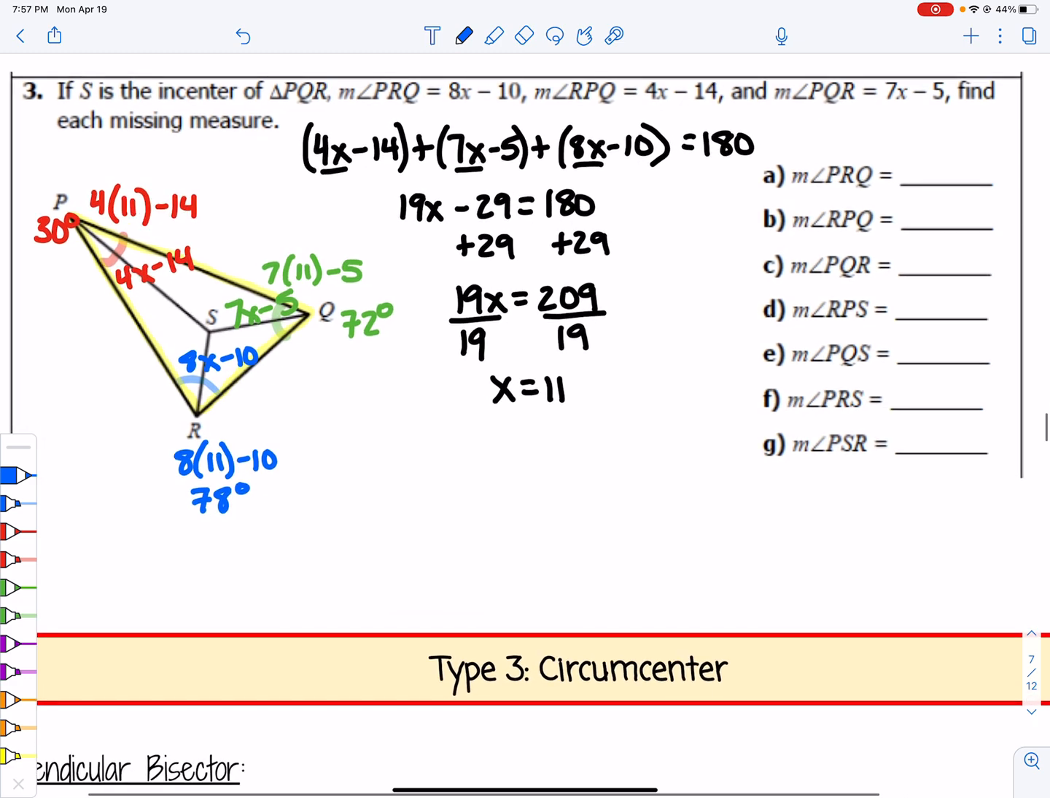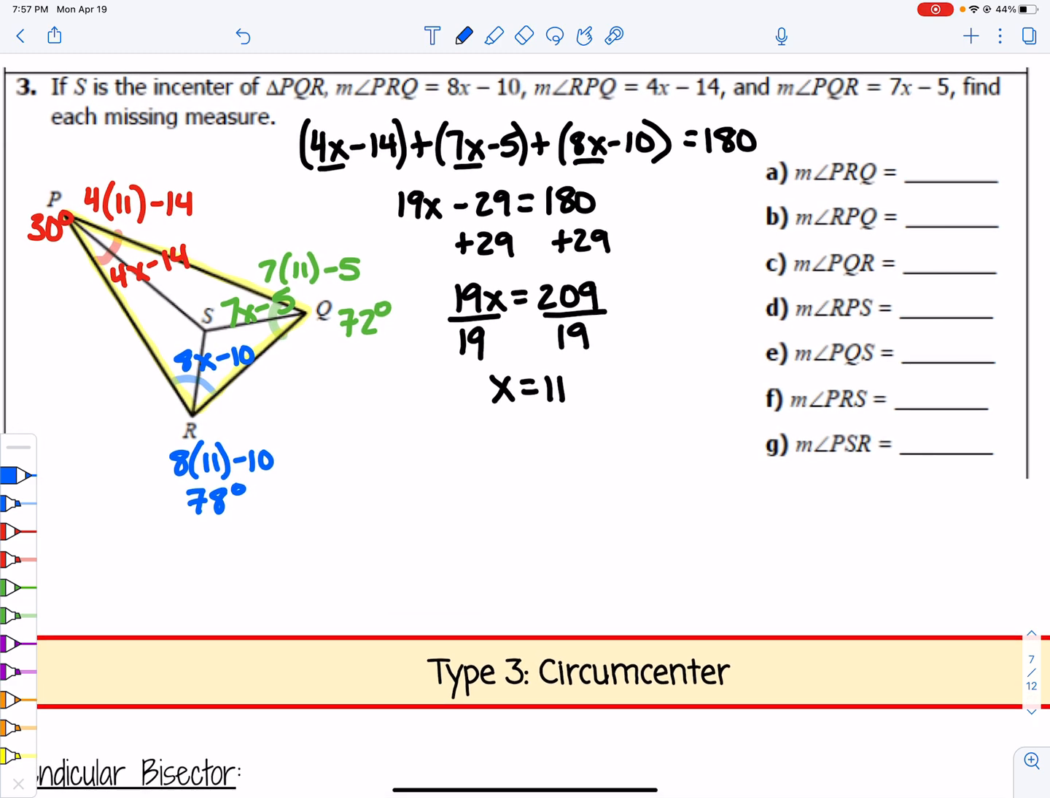Angle PRQ, so we now know that that angle was 78 degrees. Angle RPQ was the red one, so that was 30 degrees. Angle PQR was just our green one, that was 72 degrees.